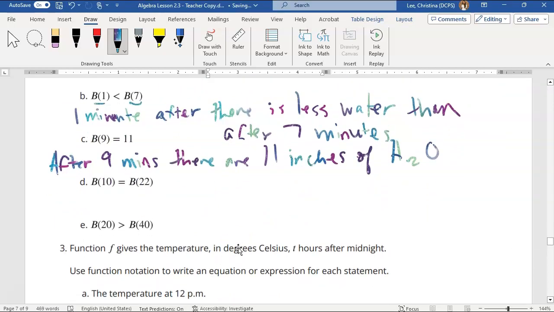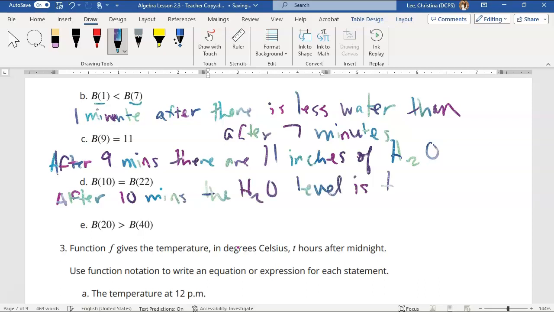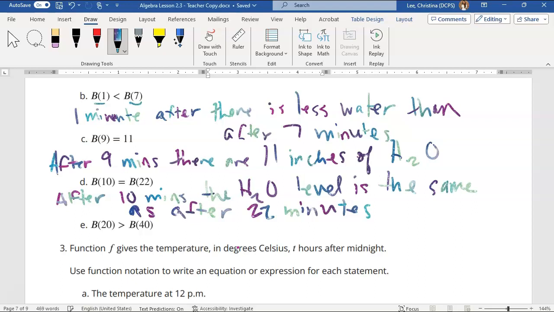b of 10 equals b of 22 means after 10 minutes, the water level is the same as after 22 minutes. So this could mean that at 10 minutes we stopped filling up the tub. It could mean that we filled it up more than that, and then after 22 minutes we started to drain it, and so then it became the same level again. But all we know is that after 10 minutes it was the same as after 22 minutes.